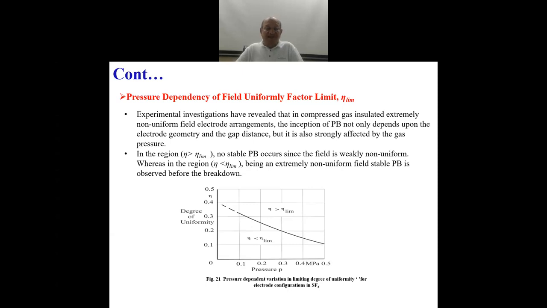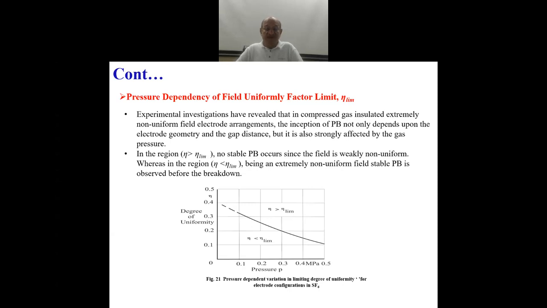The air as a dielectric is used very widely at atmospheric pressure, but the other gaseous dielectrics, for example SF6 gas and its mixtures, are always applied, or in the apparatus they always work, at higher pressures. The pressure maintained in an SF6 gas installation could be anything between 3 to 4 atmospheric. So we have to learn how eta limit changes with increase in gaseous pressure.